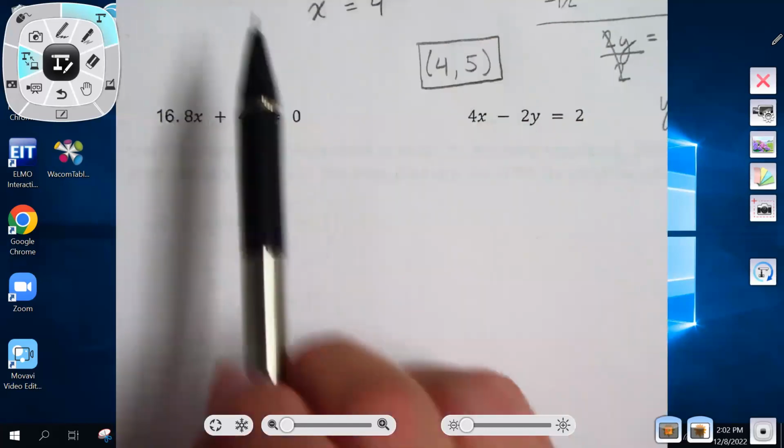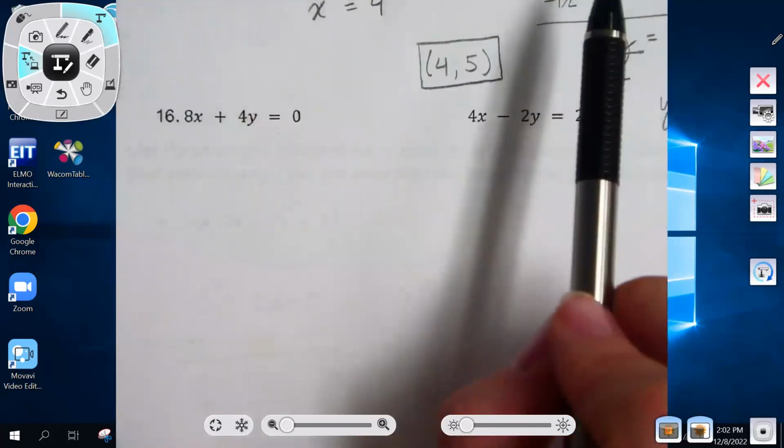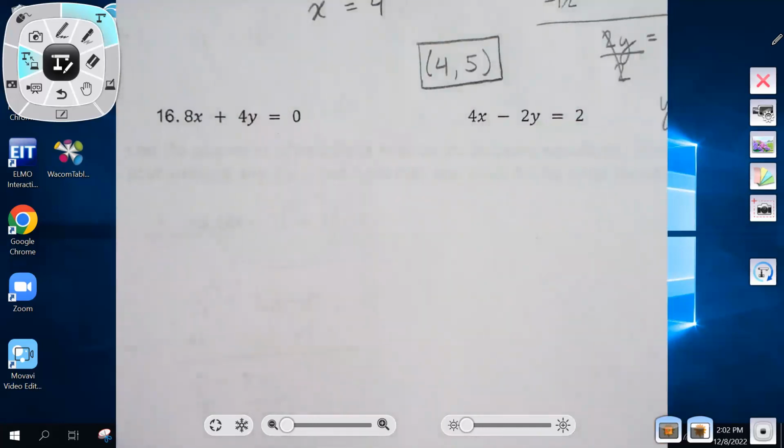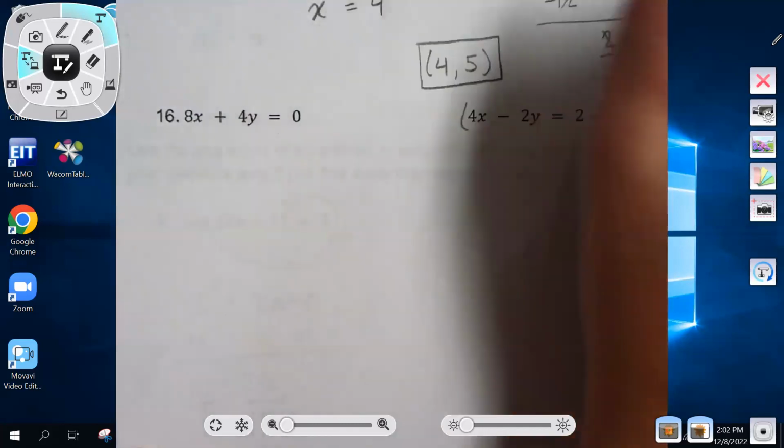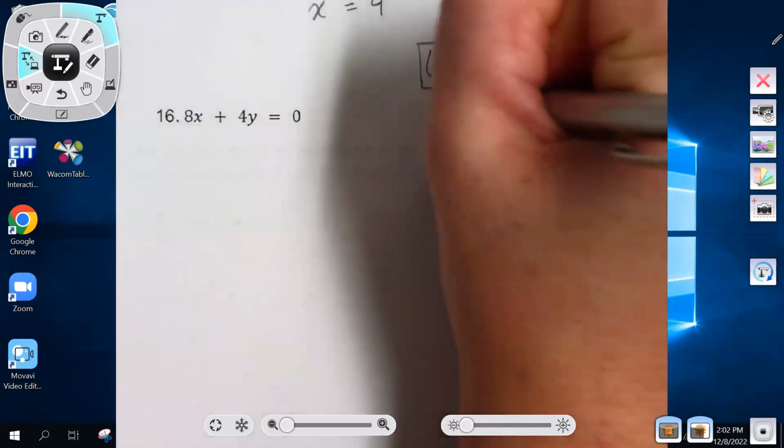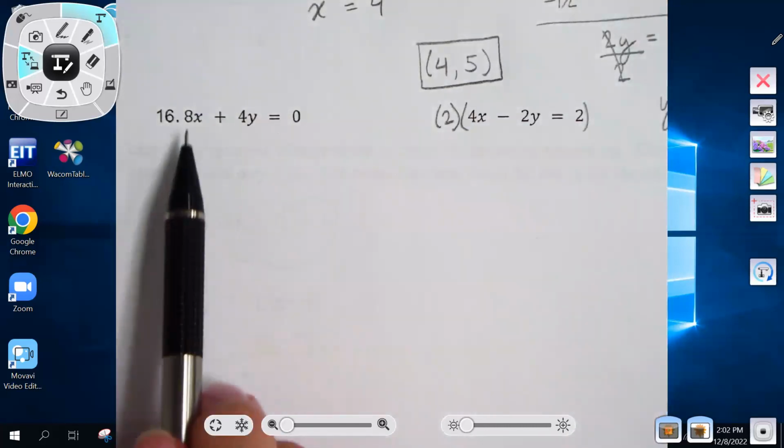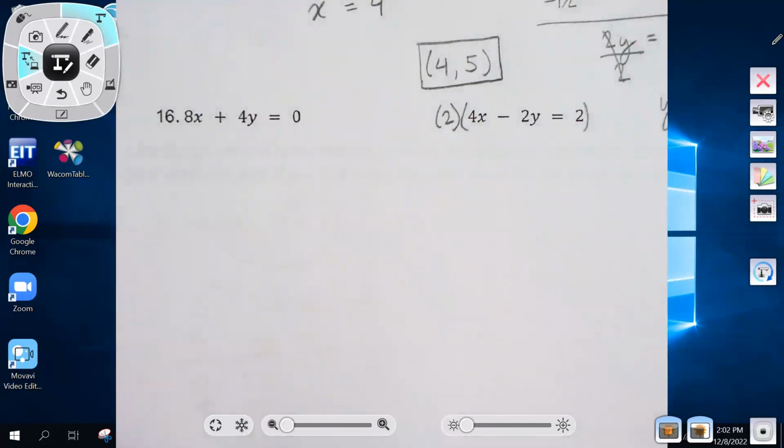So in number 15, we had to multiply both equations by something to get a variable to cancel. In this one, all we have to do is multiply this equation by 2. We don't have to multiply this equation by anything. So you're not always going to have to multiply both equations by something. It could just be that you have to multiply one equation by something.